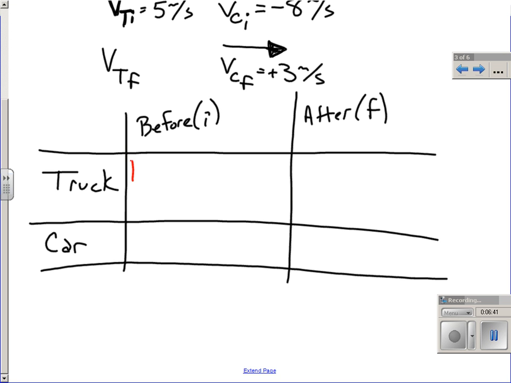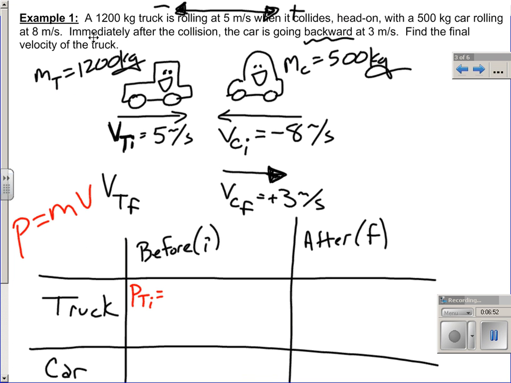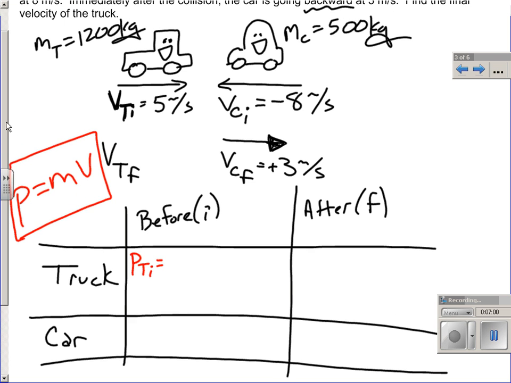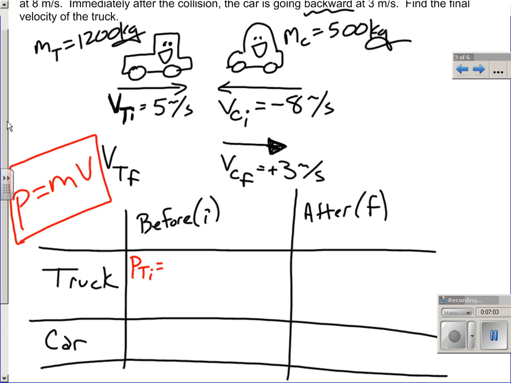The momentum of the truck before. So the momentum of the truck initially would be, well, remember, you guys, momentum is mass times velocity, right? Momentum is mass times velocity. So our truck has got a mass of 1,200 kilograms and a velocity of 5 meters a second. So multiply it out, and I'm going to get 6,000 kilogram meters per second, right?